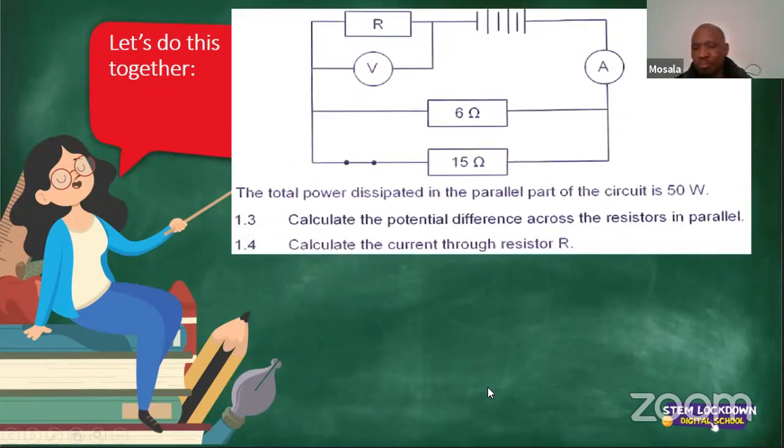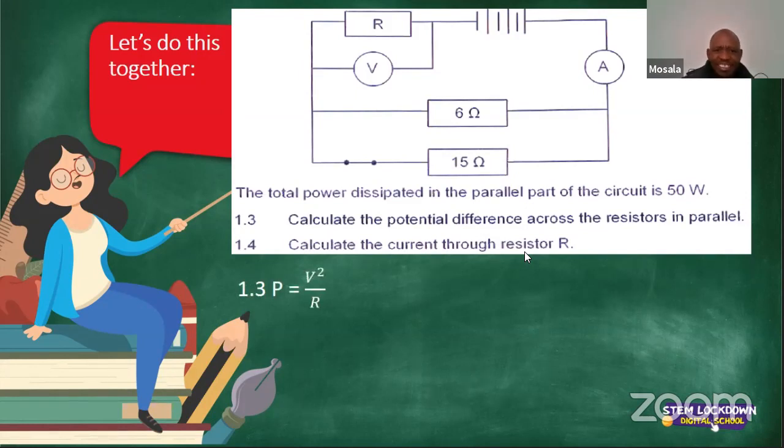Right. Calculate the total power dissipated in the parallel part of the circuit. The total power dissipated in the parallel part of the circuit is 50 watts. Now, calculate the potential difference across the resistors in parallel, and then calculate the current through the resistor R. So what is the current through the resistor R?